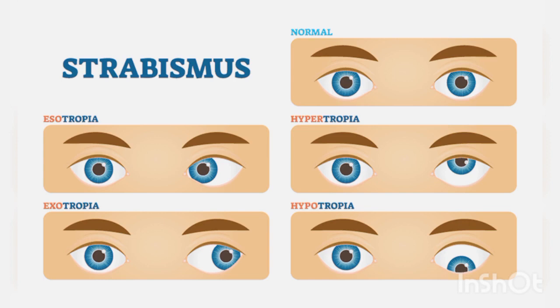In iso-deviation, the affected eye will be at the nasal side, and in exo-deviation, the affected eye will be at the temporal side. In hypotropia and hypertropia, it will be either in a downward position or in an upward position.